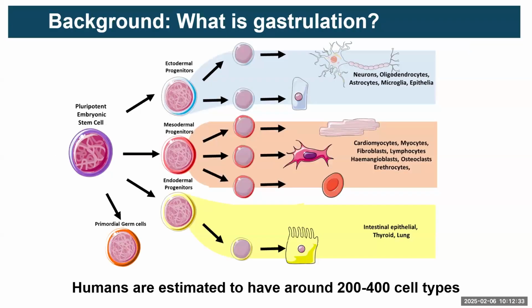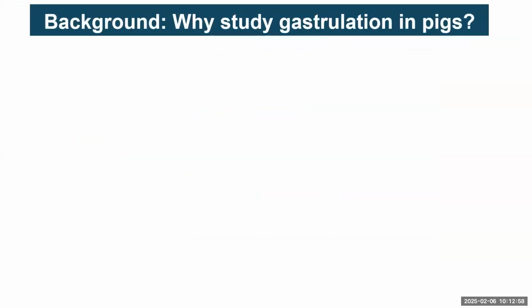So in terms of the type of question we are dealing with, well, it's about understanding how cells emit different lineages in development. And so gastrulation is that period of time when the three major germ layers are established in the embryo: the ectoderm, the mesoderm, and the endoderm. And there's a great variety of cell types in the embryo. So we are keen to study this in the pig embryo.